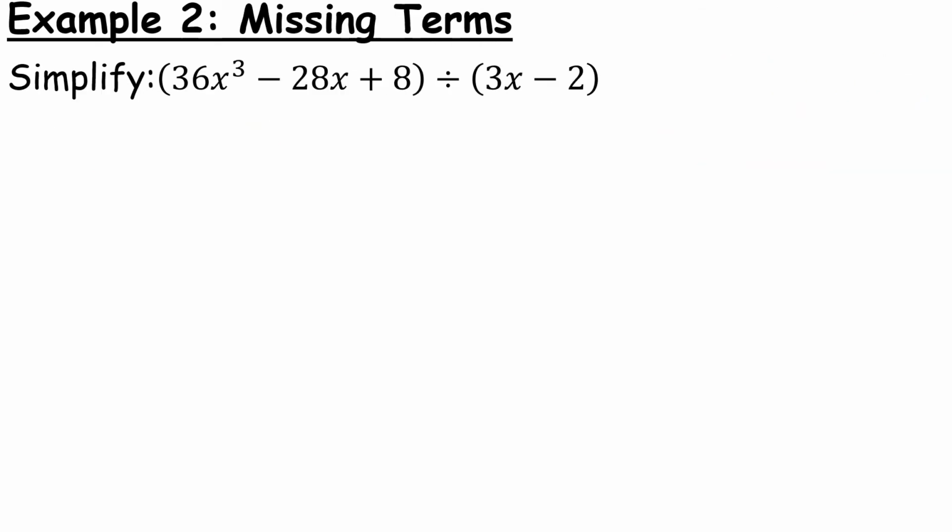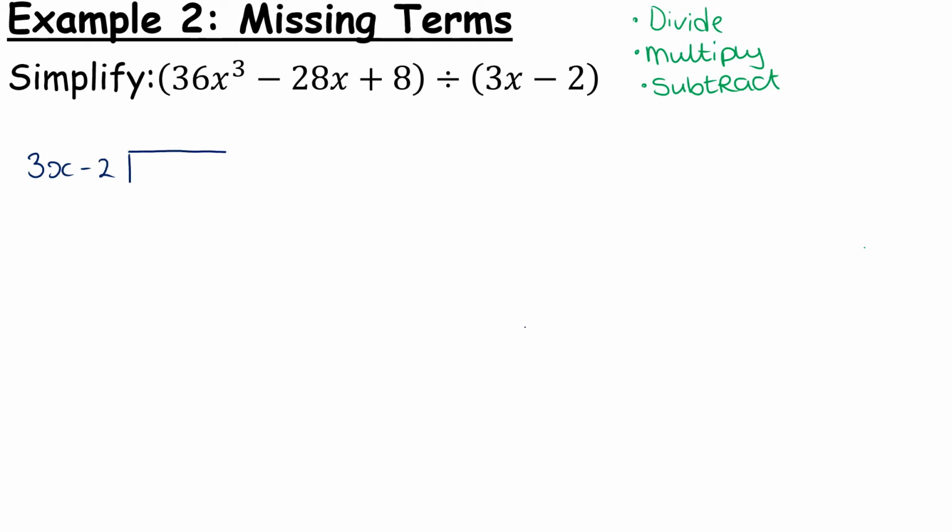Okay, so let's look at example 2. So this is missing term. So we still have a division here. So let's set up our little mantra. So we have divide, multiply, and then we have subtract. Okay, so let's take a look at our actual division here. So we have 3x minus 2, and that's going to divide into this polynomial here.